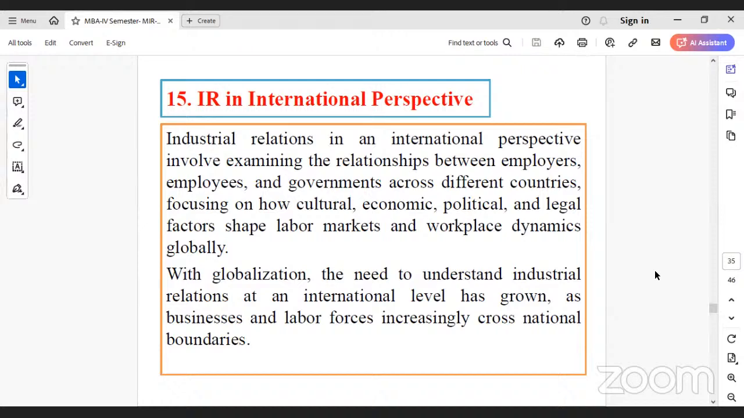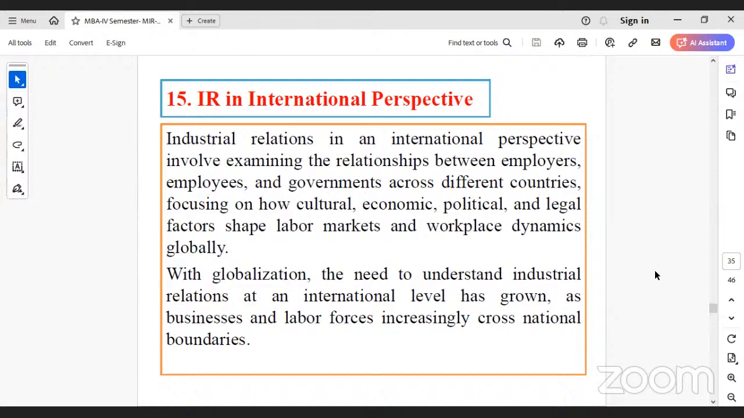So here, let's see industrial relations in an international perspective, examining the relationships between employees, employers, and governments across different countries, focusing on how cultural, economic, political, and legal factors shape labor markets and workplace dynamics globally. So here country to country, employer to employer, employee to employee, and the governments should all be involved in terms of cultural, economic, political, and legal factors. All these are influencing international relations.